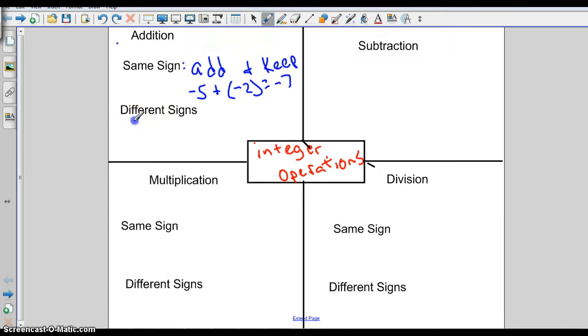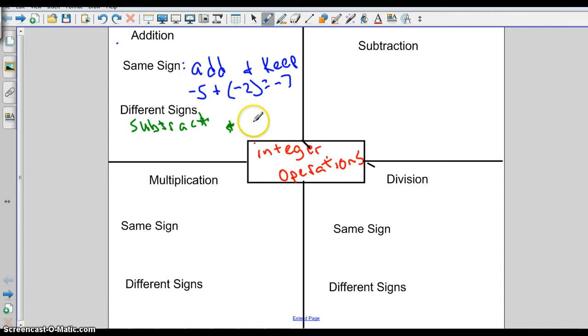If they're different, you have learned that you subtract, and what you're really doing is subtracting your 0 pairs. You get rid of them, just like we do with the chips. And you keep the sign. I'm going to put it in simpler terms, but really what you're doing is keeping the sign of the number with the largest absolute value.